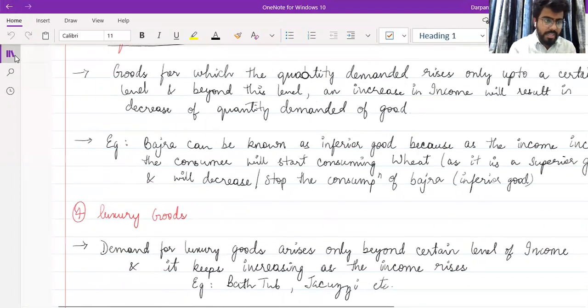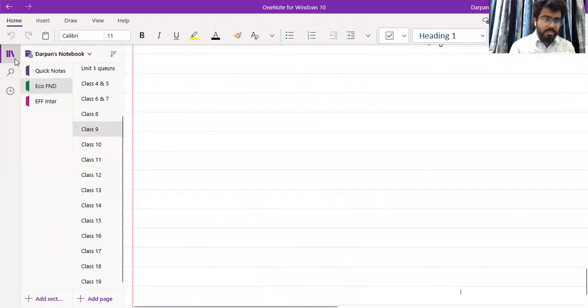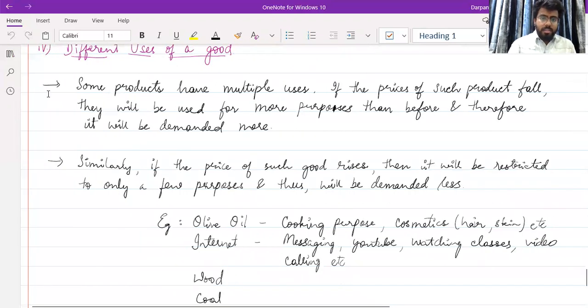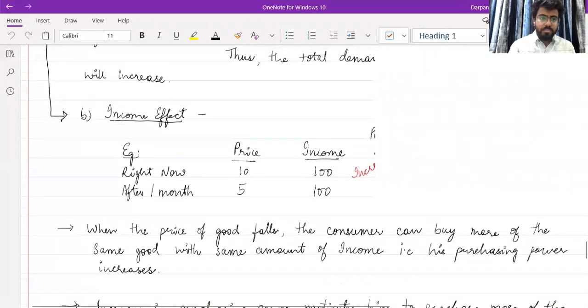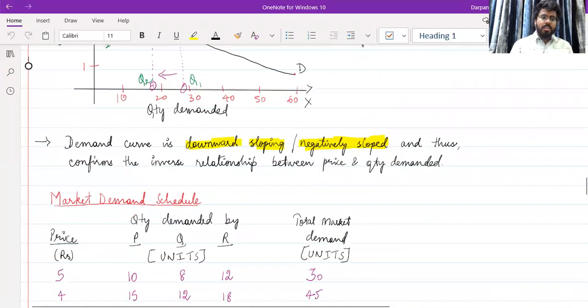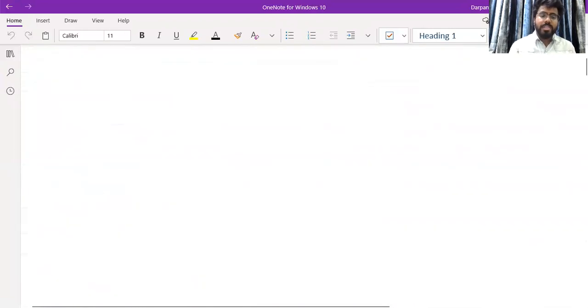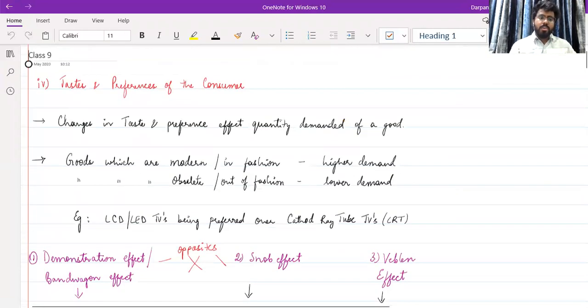Now let's move on to the next class, class 9. All right. So what did we do in the next class? We continued our factors affecting demand or determinants of demand. So we did in the previous class, price of the good, price of related commodity, income of the consumer.